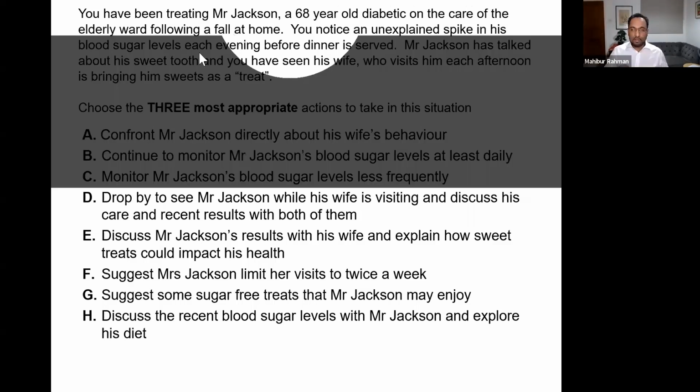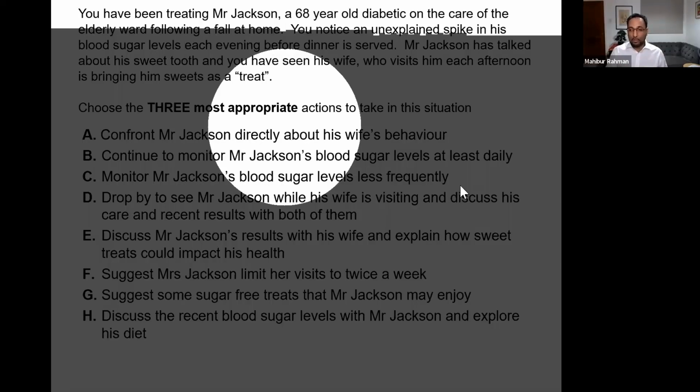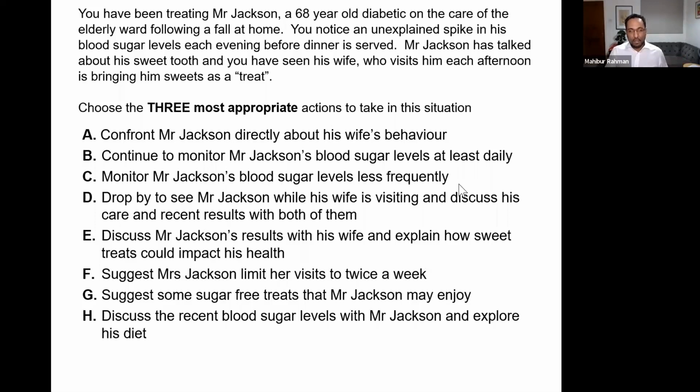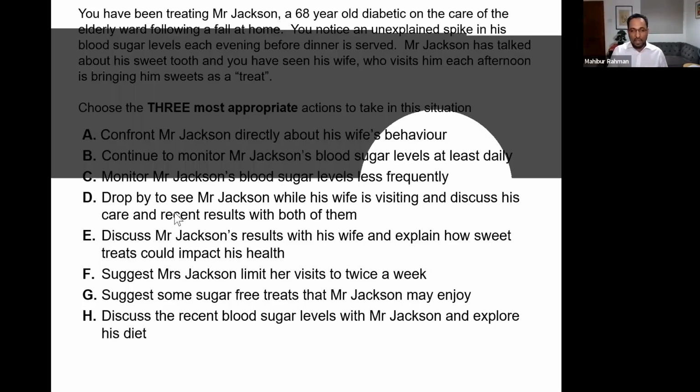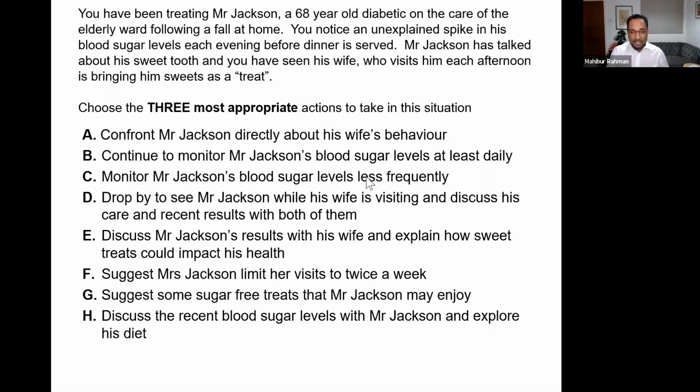Option B, continue to monitor his bloods at least daily. Option C, monitor them less frequently than you've been doing. You've been doing it daily now. Option D, drop by to see Mr. Jackson while his wife's visiting and discuss his care and recent results. That was important with both of them. Option E, discuss his results with his wife and explain, look, sweet treats could impact his health. You've seen him being given sweets by her, so she might not realize, okay?